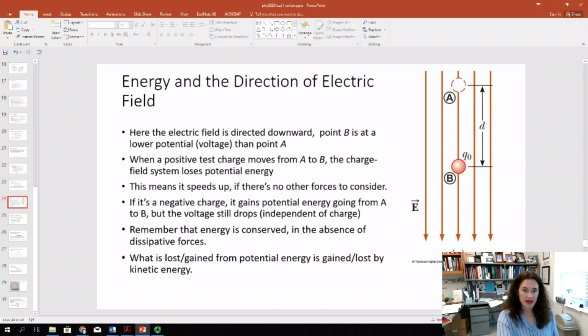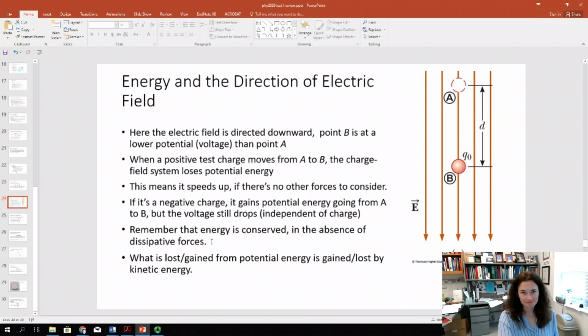Now, let's talk about what happens if it's a negative charge. If the negative charge goes from A to B, remember, the voltage or potential does not depend upon the charge itself. It just depends upon the field. So it's still going to lose voltage. But if you have a negative charge and you force it to move downstream, that's not the direction it wants to go. It wants to go upstream. So in order to force it downstream, you have to do work. And that's going to increase the potential energy if you force it to go downstream.